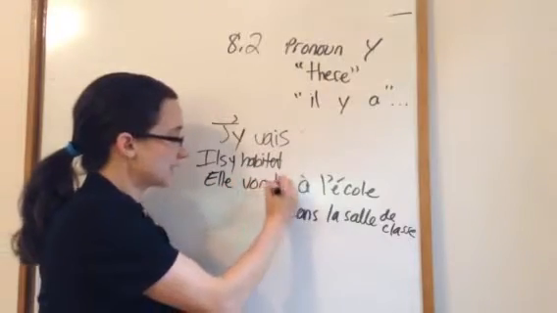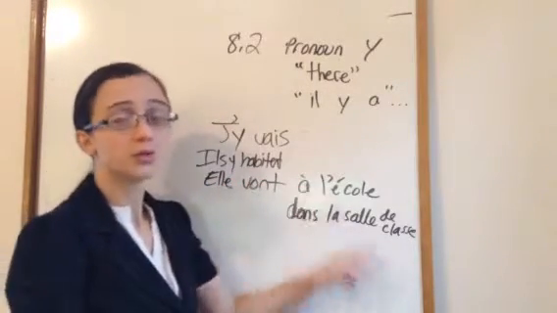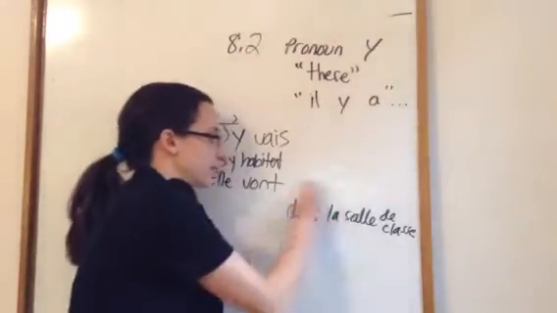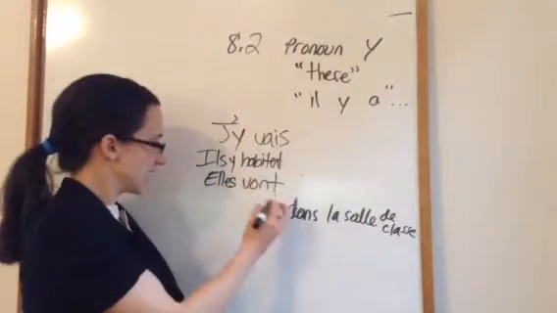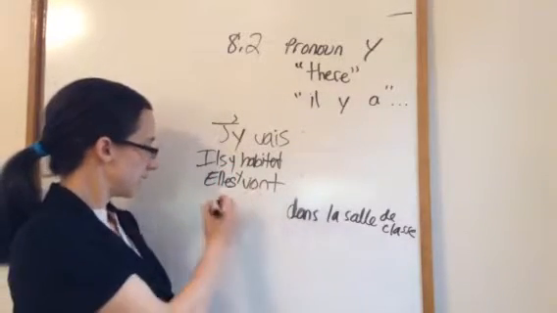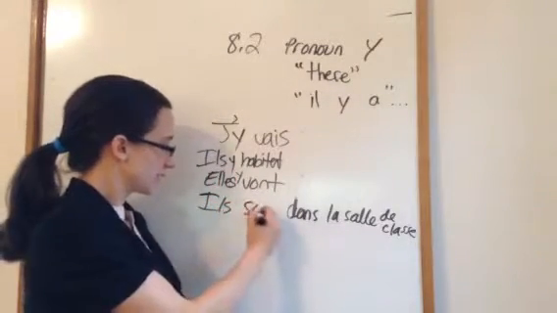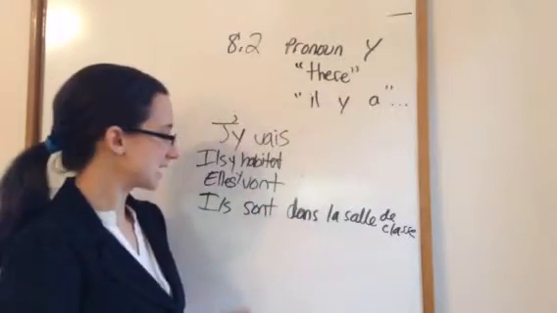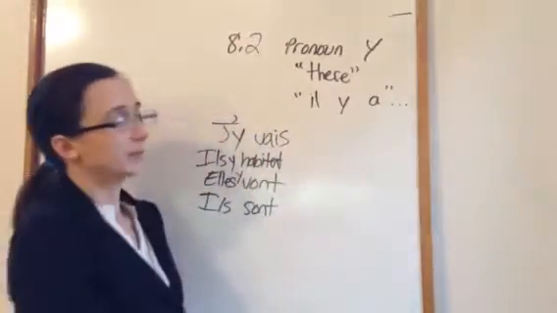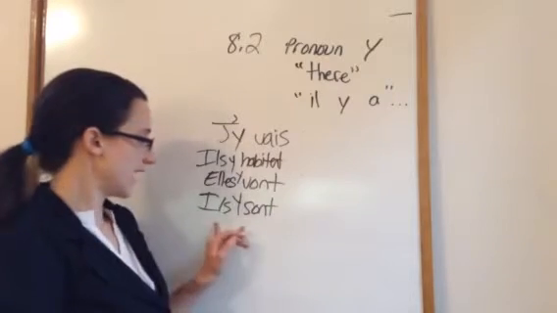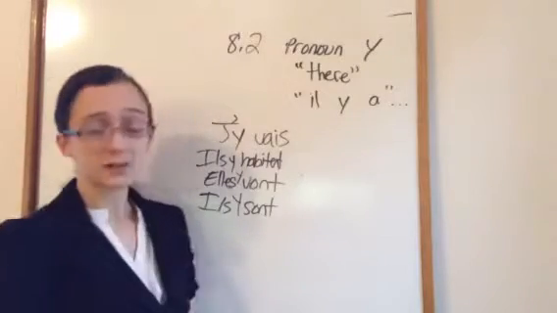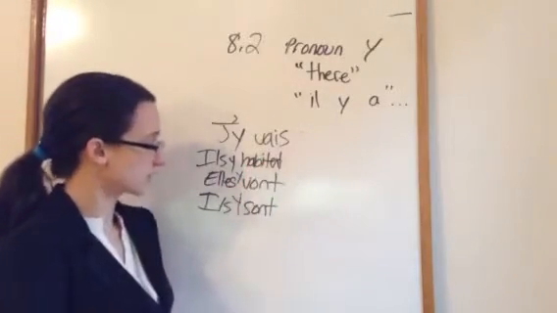Elles vont à l'école. They are going to school. We take out the preposition and the place, and we put the y in. Elles y vont. They are going there. How about ils sont dans la salle de classe. They're in the classroom. Take out our preposition and our place. Ils y sont. They are there. So that's really it. You put them before the verb most closely associated with it.